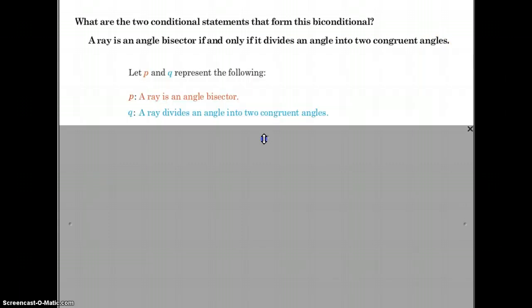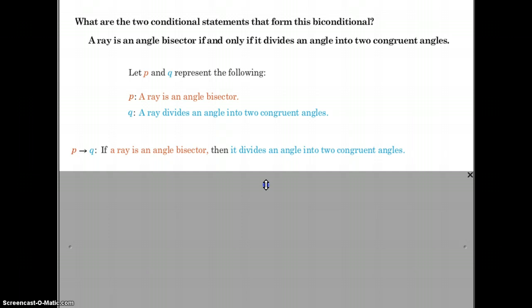What are the two conditional statements that form this biconditional? A ray is an angle bisector if and only if it divides an angle into two congruent angles. Here's our if and only if, which makes this our P: a ray is an angle bisector. Our Q: it divides an angle into two congruent angles. So we've got our P and our Q.